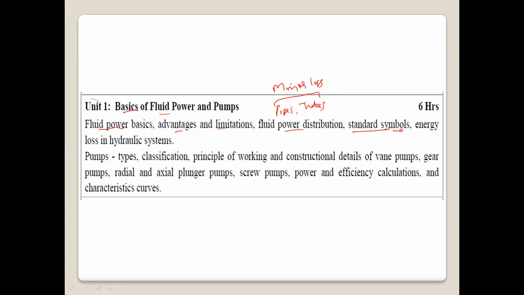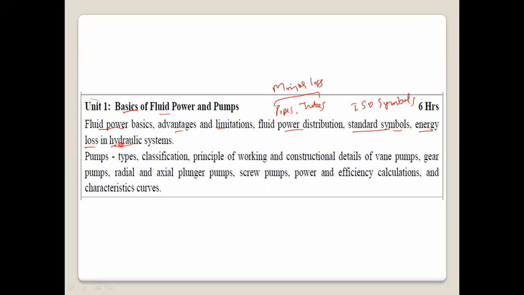Then we will study the standard symbols, which are nothing but the ISO symbols. So how you are going to represent the pumps, motors, accumulators, actuators. You do not always need to draw the construction diagram; if you know these symbols, then we can easily represent the system. Then we will study the energy loss in the hydraulic system. Since the flow, that is the oil or the air, is transported in the system, there will be losses, so we have to study that energy loss also.